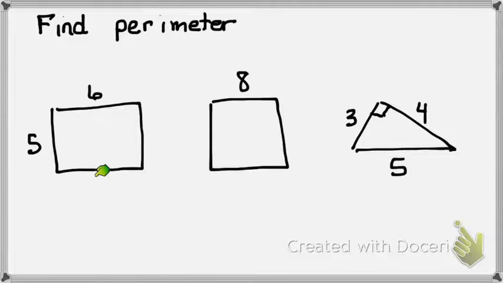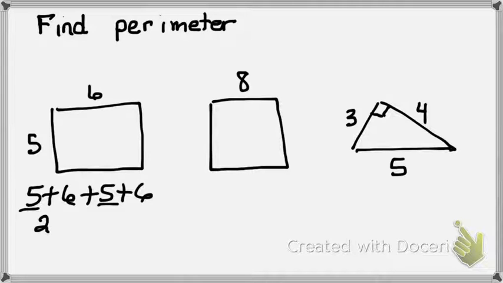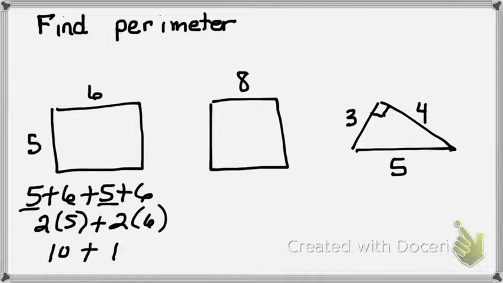So for this object right here, I have 5 plus 6 plus 5 plus 6. Would be one way to write it. You might want to shortcut that since you got two 5s and two 6s. You could say, hey, I got two sets of 5 plus two sets of 6. And so then that would be 10 plus 12. So in other words, we essentially just doubled this number and doubled this number, and that means my perimeter is 22. If it's in inches, that's 22 inches, and so on.